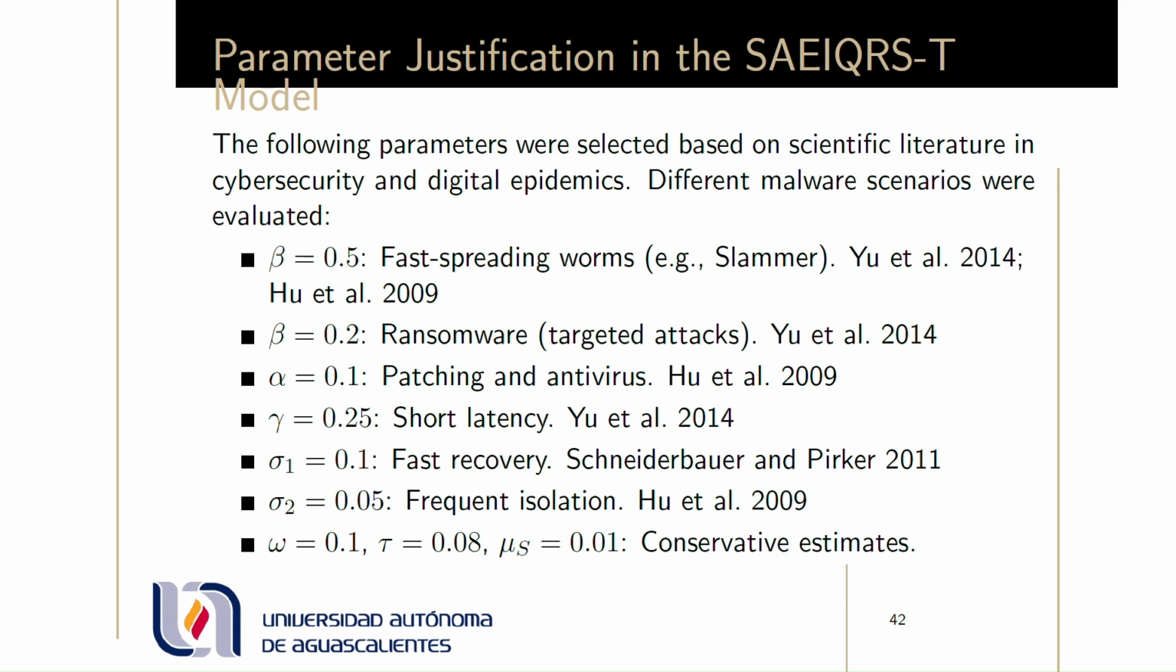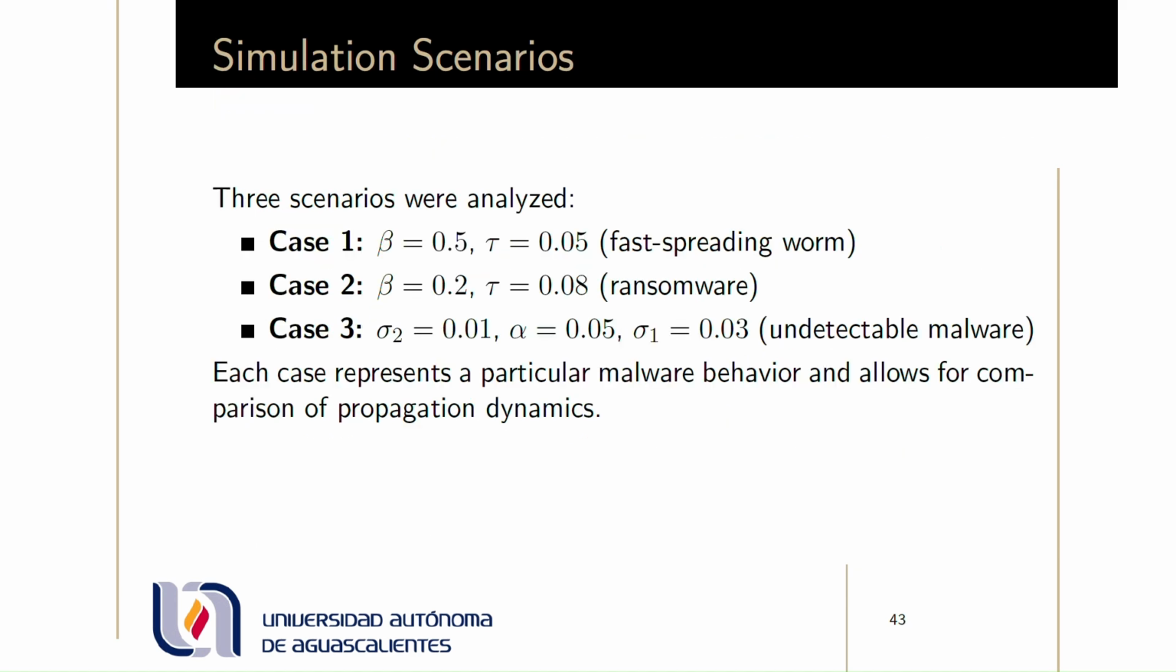The parameters used in the model were taken from the literature, with specific values for the discrete-time malware model. Beta is the fast-spreading rate of the ransomware, based on related timing with references by Yu, Hu, and Schaeffer, among others. We simulate three scenarios: fast-spreading ransomware, aggressive and rapid infection; worms, slower and more targeted; and undetectable malware, persistent and hard to eliminate. Each scenario uses a different set of parameters.